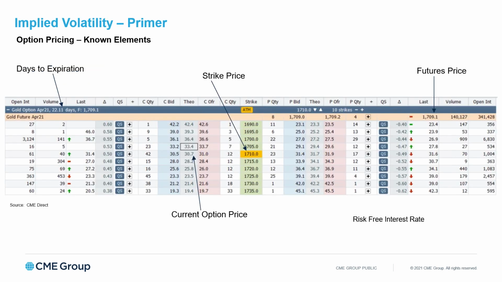So with that, let's dive into it. Before we get into the first software product that I'm going to show, I wanted to do a quick lesson on what implied volatility is.